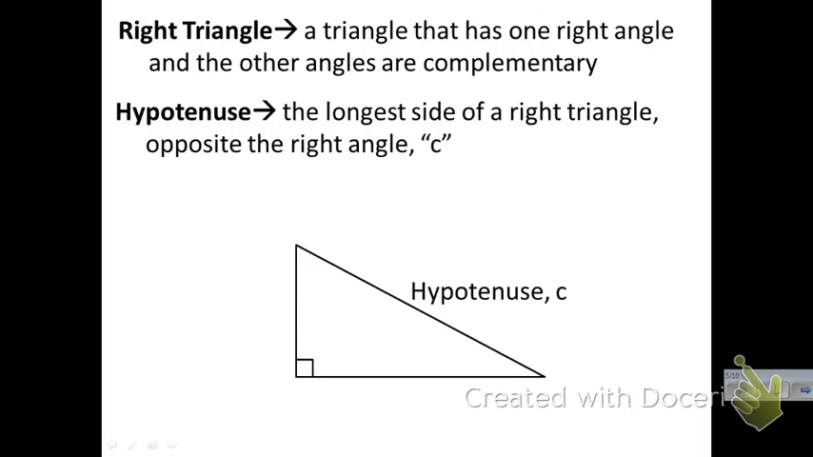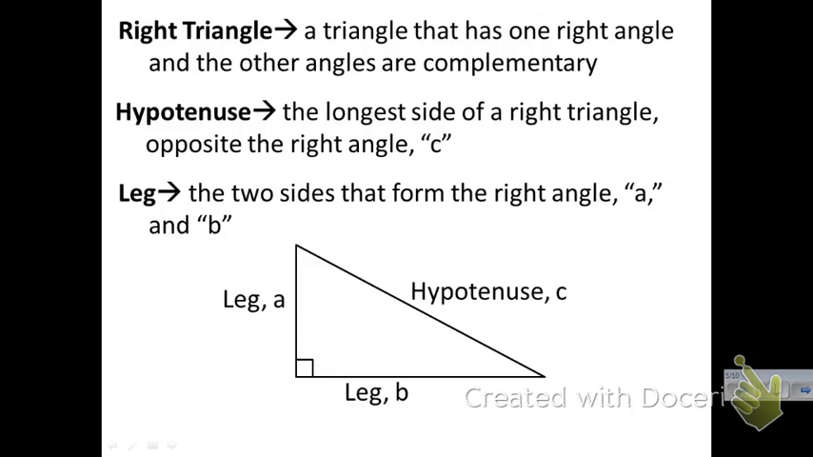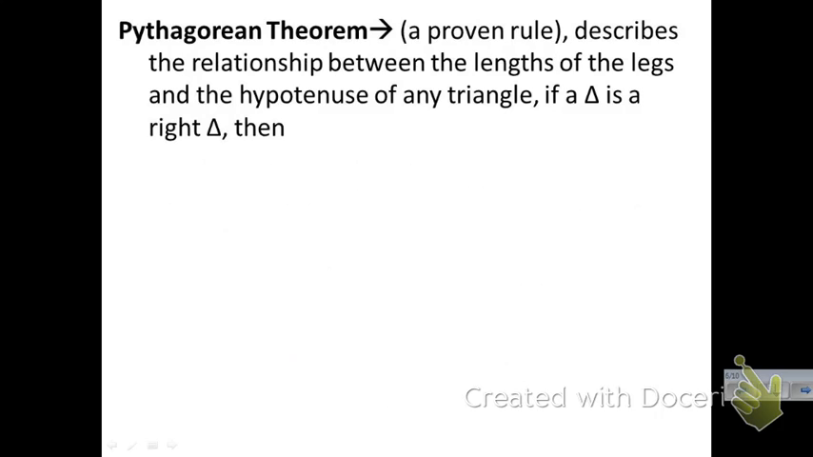Okay, the hypotenuse is what's known as the longest side, and it occurs only when you have a right triangle. It's always opposite that right angle. It doesn't touch the right angle. The other two sides are called legs. So the two sides that form the right angle, the two sides that touch this right angle, are known as legs, either A and B, and it doesn't matter how you label those.